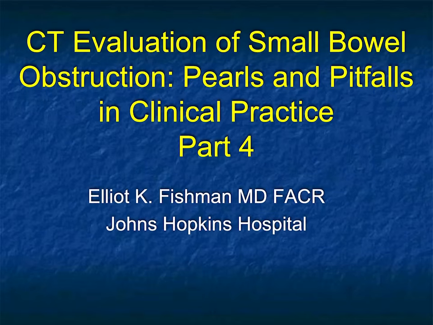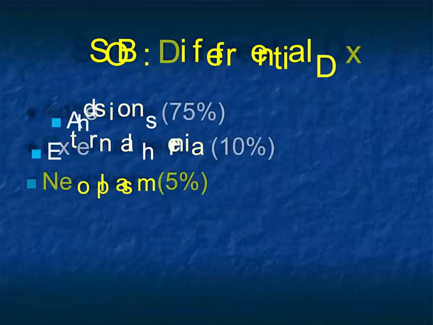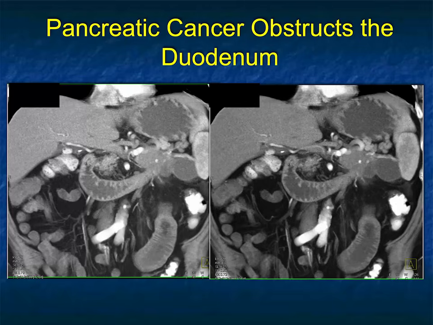Hi, this is Elliot Fishman, and welcome to part 4 of our look at small bowel obstruction. As we finished part 3, we talked about what causes 5% of small bowel obstructions, and that would be neoplasms. So let's take a look at neoplasms.